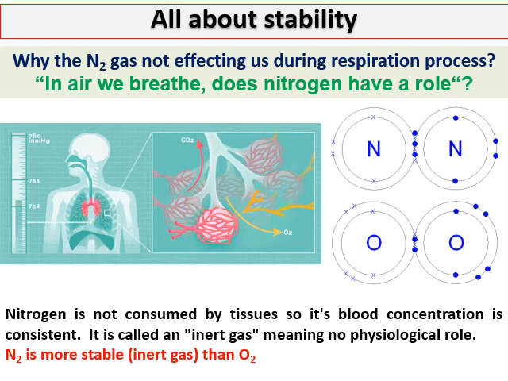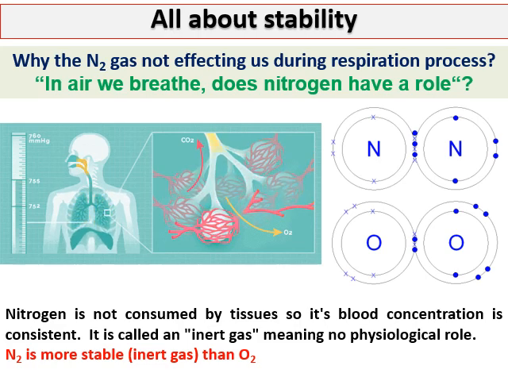So in this process, oxygen is converted into CO2, and that CO2 comes out in the breathing out process. But what about nitrogen? Why does nitrogen not interact with the blood just like oxygen? If you observe the bonding between atoms in O2 and N2, oxygen is connected with a double bond, nitrogen with a triple bond.